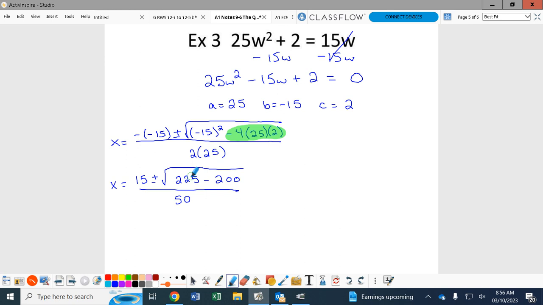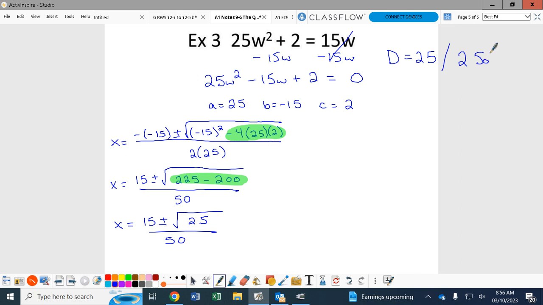Okay, guys, do the subtraction. I think it's a perfect square, isn't it? X equals 15 plus or minus the square root of what? What's the discriminant? 25, thank you. 25 all over 50. Guys, if my discriminant is 25, how many solutions am I going to have? 2 solutions. What's the most common you're going to get? 2.